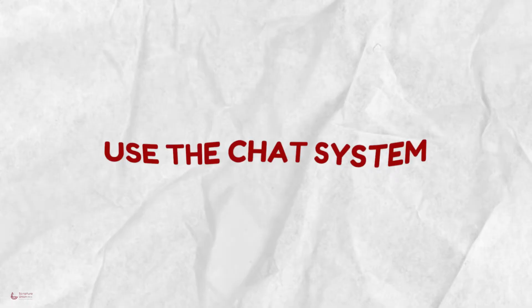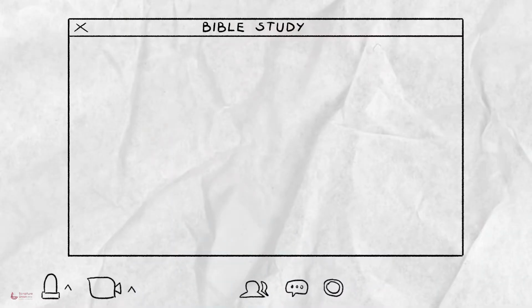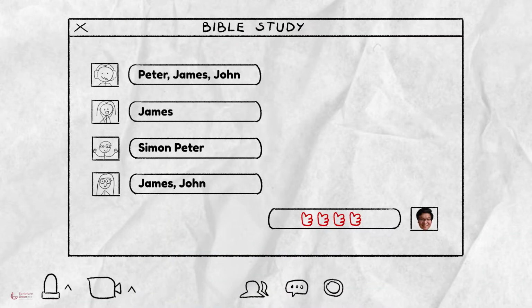For example, one is to use the chat system. Every video conferencing application has a chat system that you can use. So you ask the question and ask everyone to just spam the chat with answers. Then you see everyone's answers come in like that, rather than asking one person to share. You just spam the chat in one shot and everyone is able to see the answers. And then as a Bible study leader, you can look at the chat and pick up the answers from there.